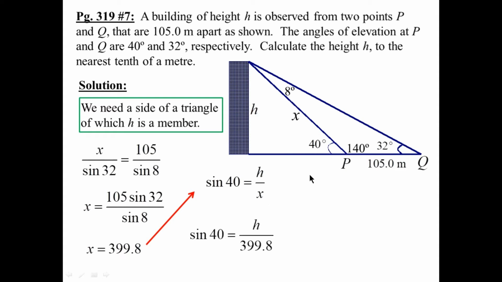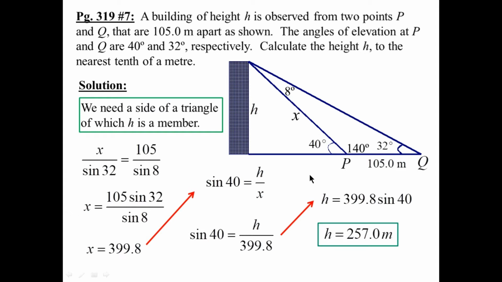But we know what x is. We just figured that out. And now we can multiply through by 399.8. Take our calculator, and we have the height of the building, 257.0 meters. One might notice we did not have to climb the building with a long tape measure. All we had to do was observe the building from two different points, 105 meters apart.